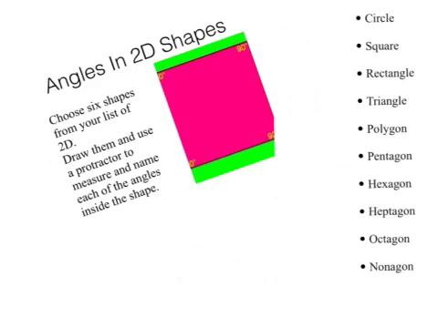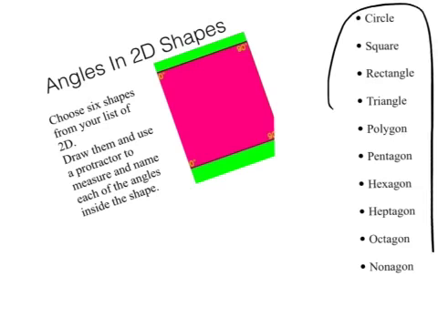Your next learning activity requires you to choose 6 of the 2D objects circled, to draw them using a ruler, and then use your protractor to measure and name each of the angles inside your shape.